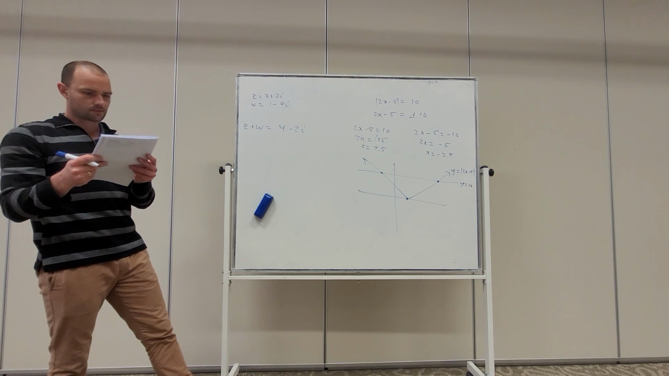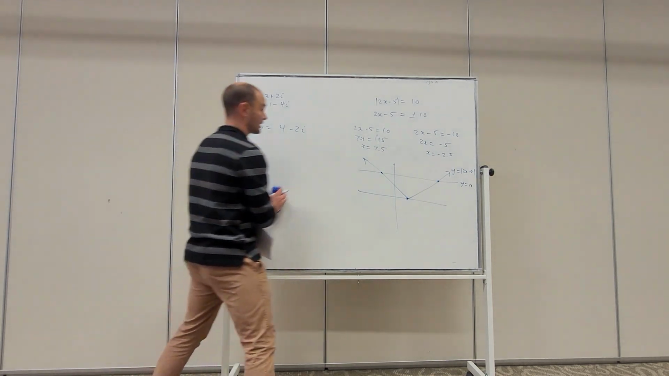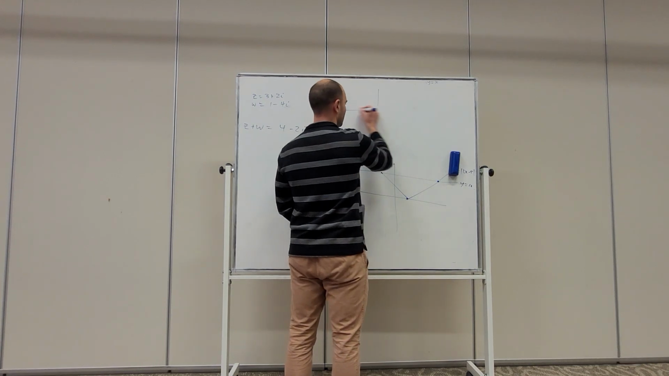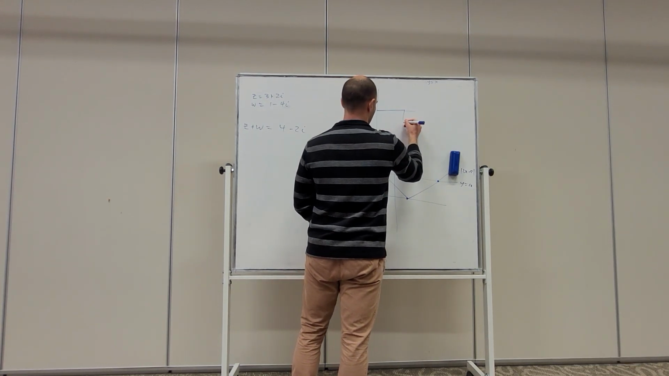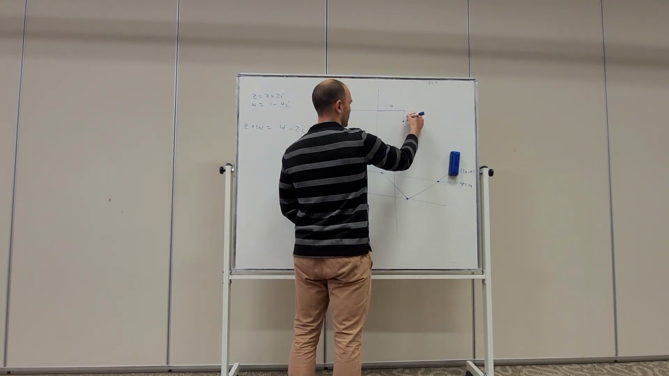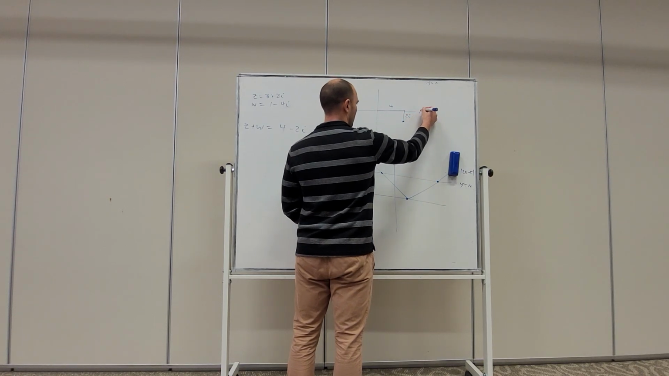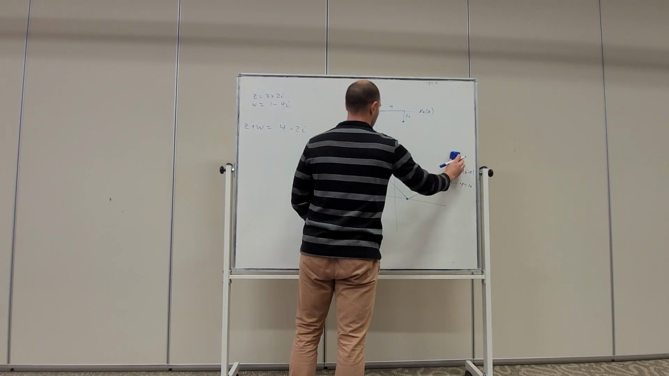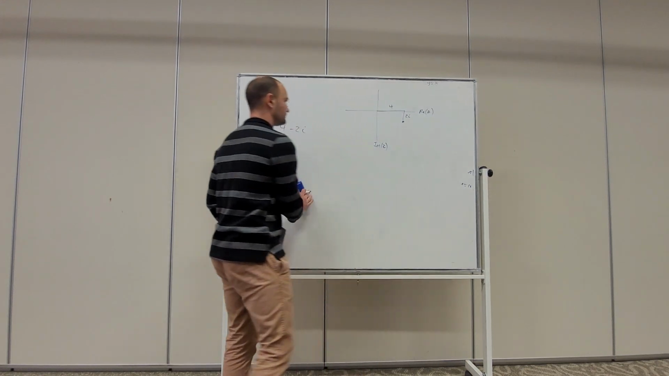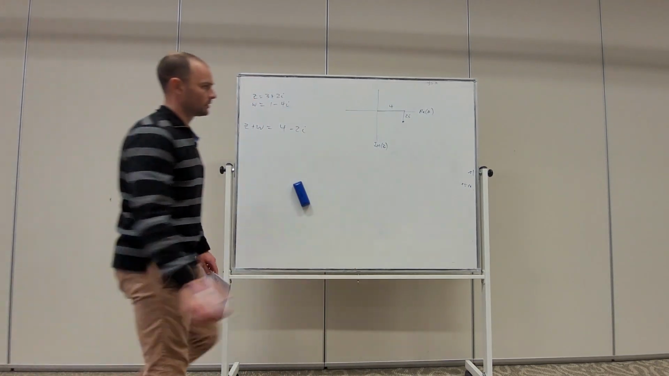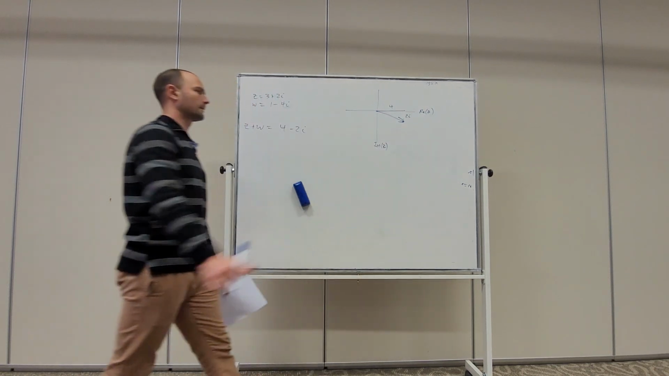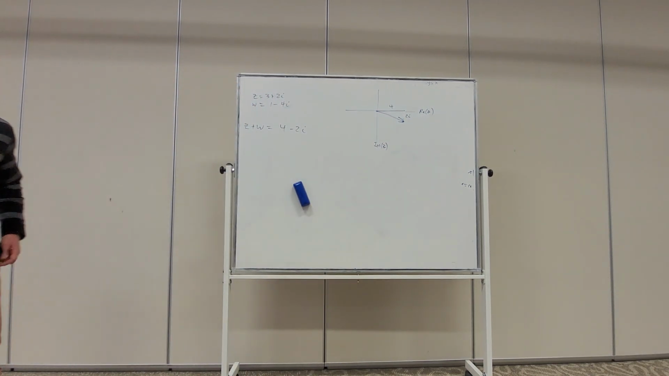And it says sketch it on the Argand plane. This is a special name for the Argand or complex plane. We're going across 4, down 2. This is the real axis. This is the imaginary axis. And so here's the complex number. That's what it looks like. It has direction.